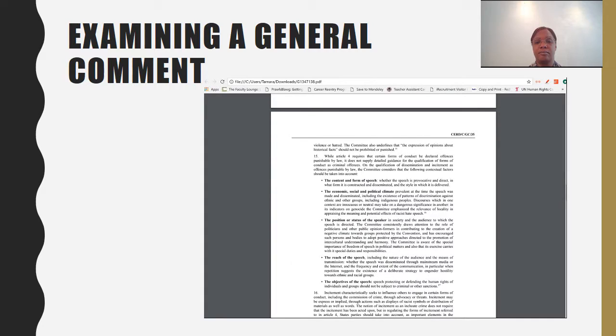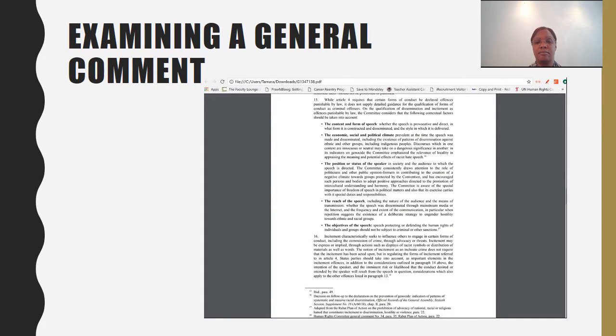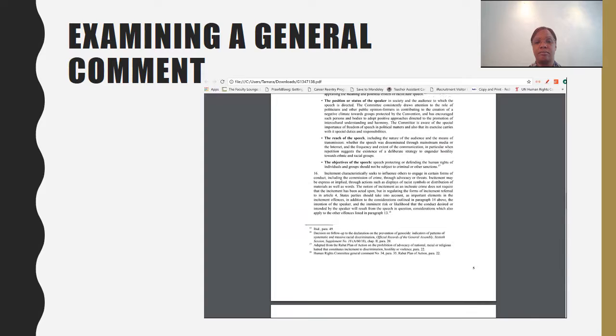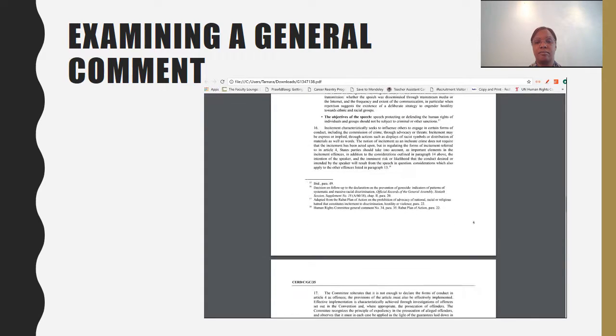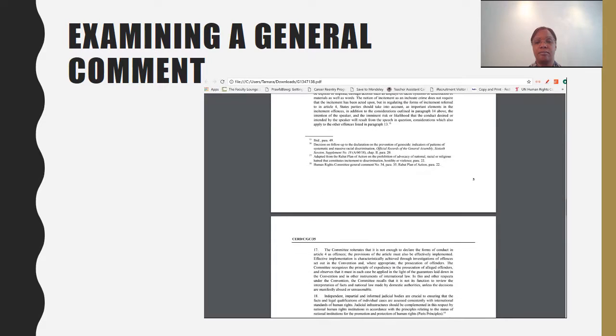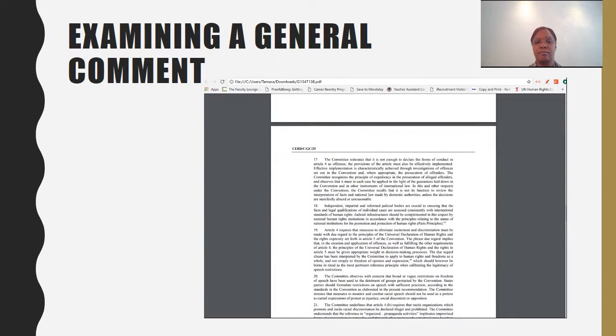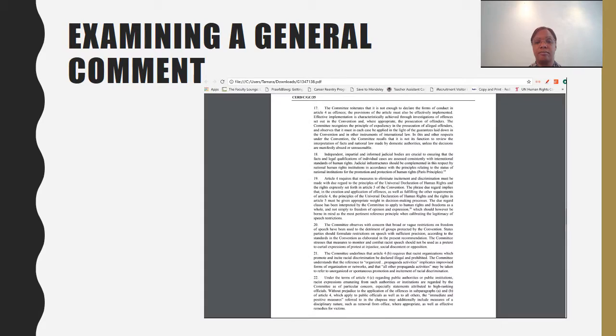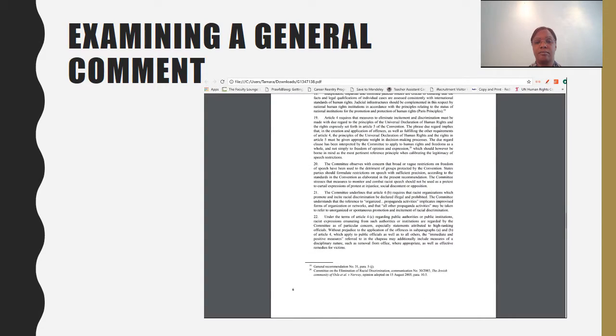Each and every section or important operative section of a treaty, at least in human rights, often has a corresponding general comment. So if you're writing on a provision in a treaty, it's often very important to take a look at a general comment or a general recommendation.